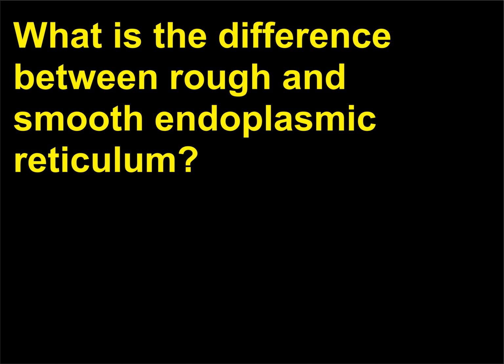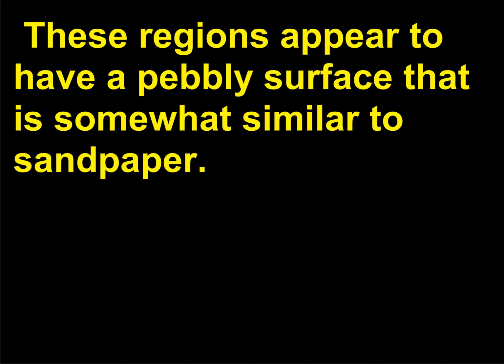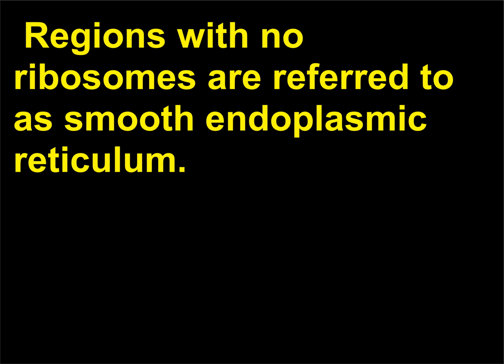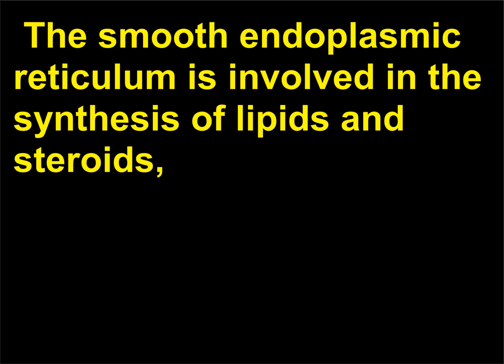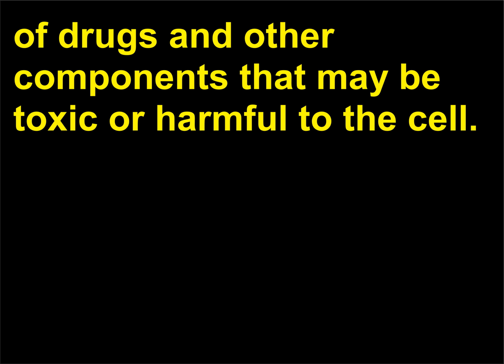What is the difference between rough and smooth endoplasmic reticulum? Rough endoplasmic reticulum are regions rich in ribosomes that manufacture proteins. These regions appear to have a pebbly surface that is somewhat similar to sandpaper. Regions with no ribosomes are referred to as smooth endoplasmic reticulum. The smooth endoplasmic reticulum is involved in the synthesis of lipids and steroids, carbohydrate metabolism, and the inactivation and detoxification of drugs and other components that may be toxic or harmful to the cell.